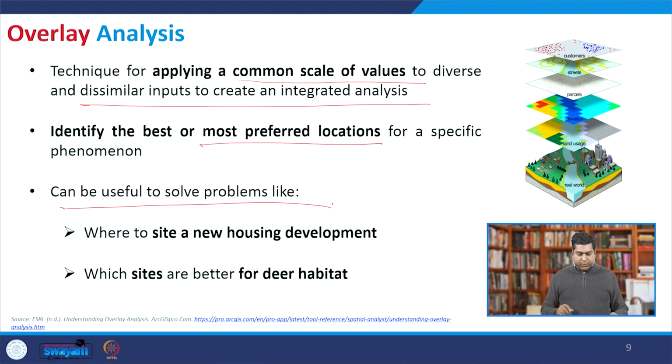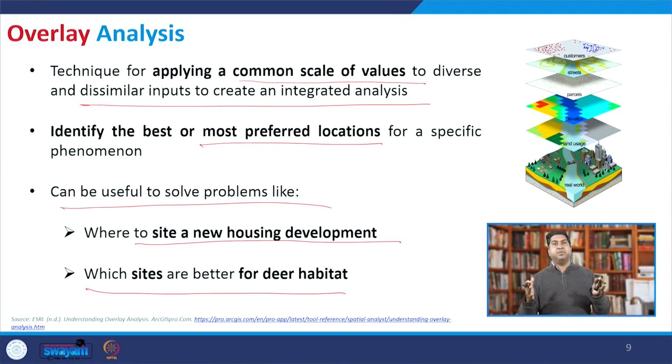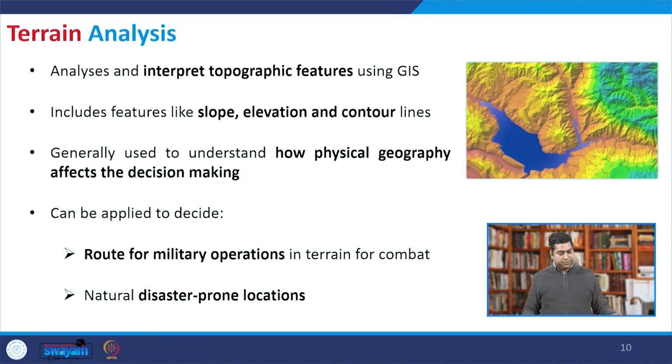This can be useful to solve problems like where to site a new housing development, which sites are better for deer habitat. So it can be something like where you want to make a certain kind of provision for settlement, or you want to reserve that as a forest or natural setup. So this can help in that overlay analysis.